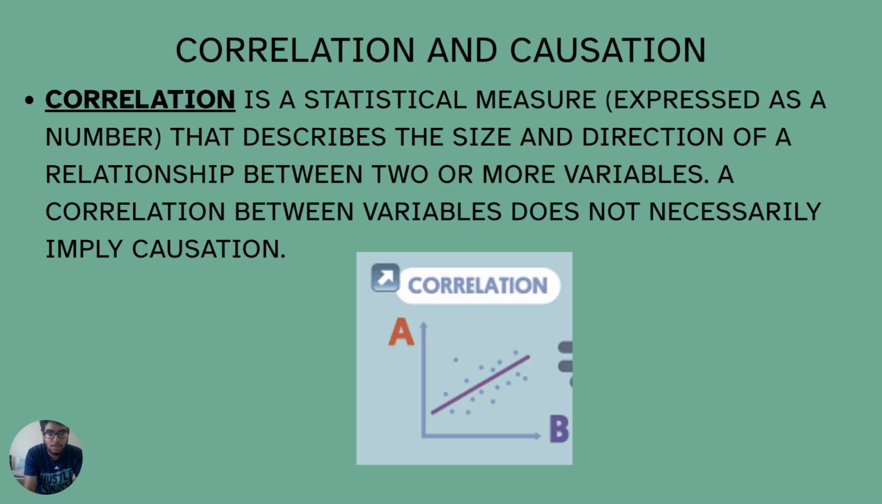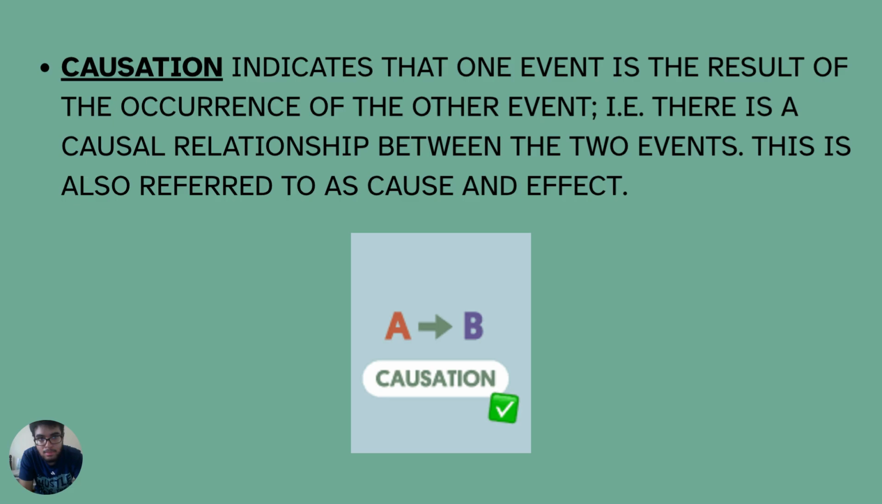Correlation and causation. Correlation is a statistical measure expressed as a number that describes the size and direction of a relationship between two or more variables. A correlation between variables does not necessarily imply causation. Causation indicates that one event is the result of the occurrence of the other event. That is, there is a causal relationship between the two events. This is also referred to as cause and effect.